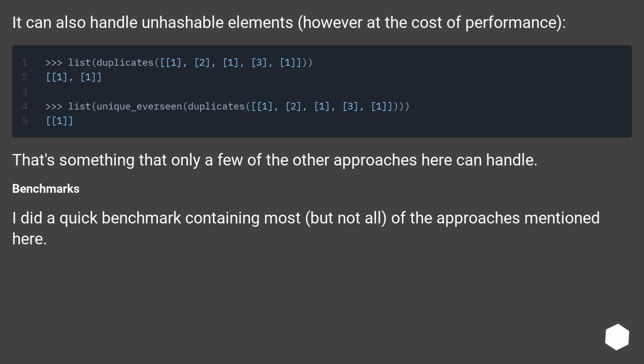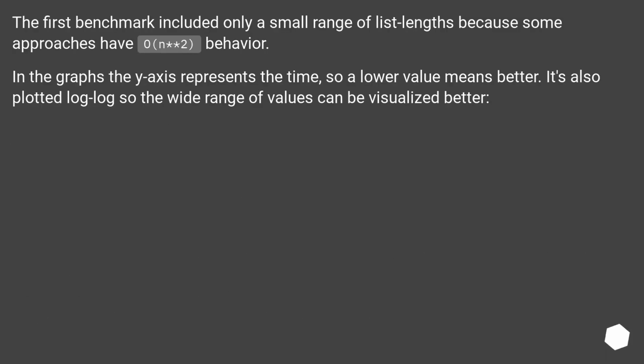Benchmarks. I did a quick benchmark containing most, but not all, of the approaches mentioned here. The first benchmark included only a small range of list lengths because some approaches have O(N^2) behavior. In the graphs the y-axis represents the time, so a lower value means better. It's also plotted log-log so the wide range of values can be visualized better.